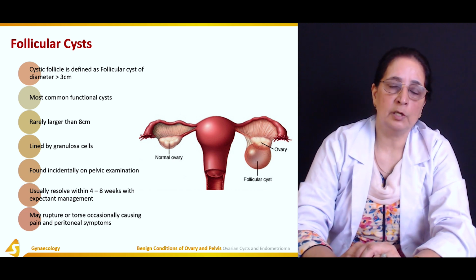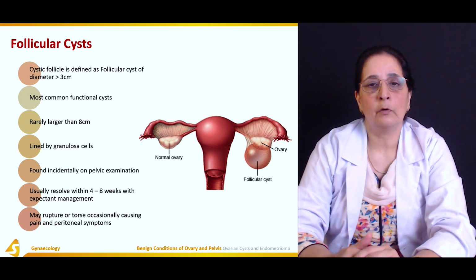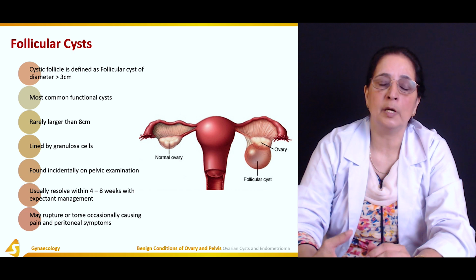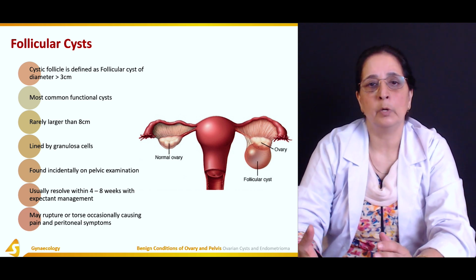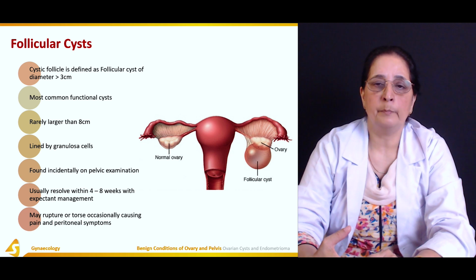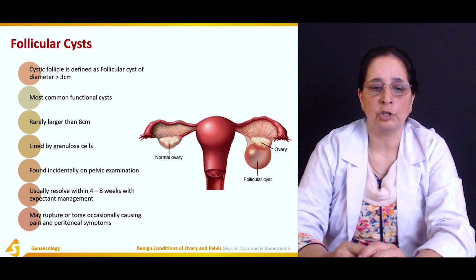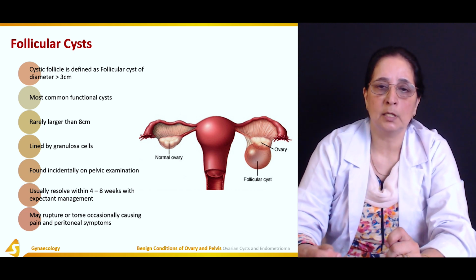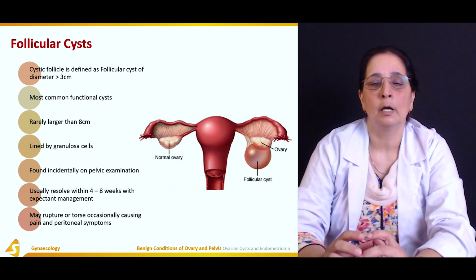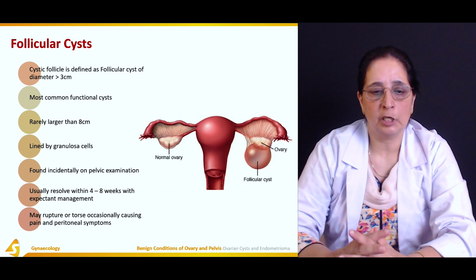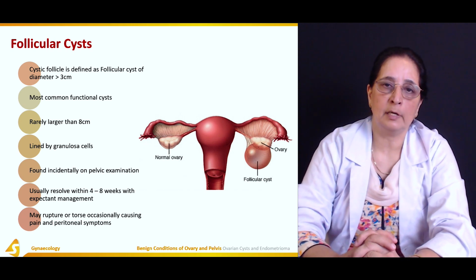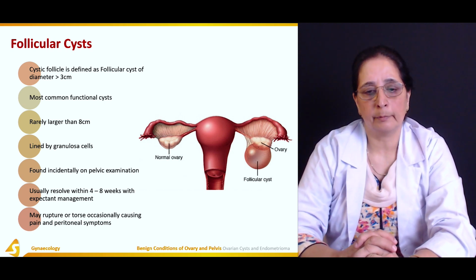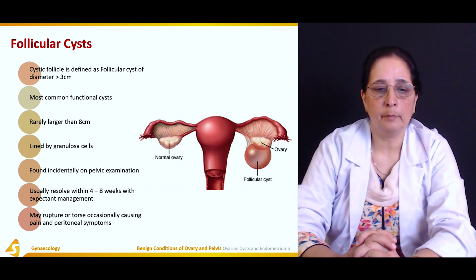And follicular cysts usually resolve on their own within 4 to 8 weeks. If there are any symptoms, expectant management can be done, but usually it takes 4 to 8 weeks to disappear. Or it may rupture, or it can cause torsion. Torsion is twisting, so when it twists, then it causes severe pelvic pain, and it's an emergency situation. So if a complication occurs, which is rupture or torsion, then emergency treatment is recommended, and usually it's very painful.